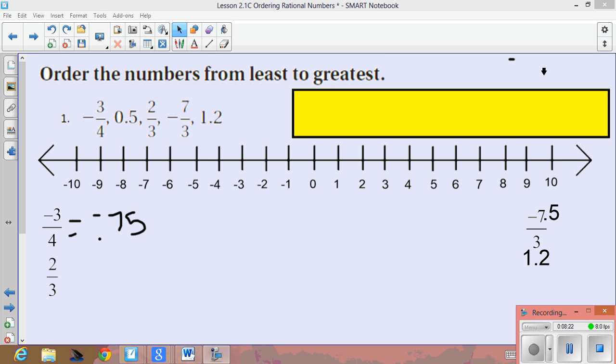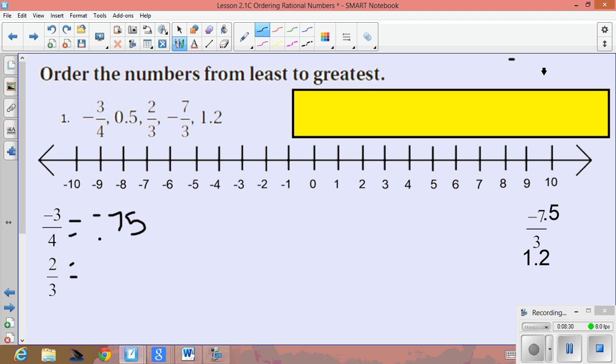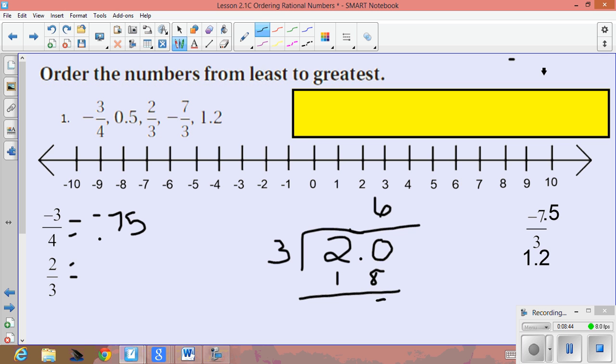Okay, we're going to take a look at the next fraction that we have, 2/3, and we're going to divide that. So we will take 2 and divide that by 3. Can 3 go into 2? Hopefully you're saying no, so let's add a decimal and a 0. 3 goes into 20 6 times. There's 2 left over. Add a 0 and bring down.